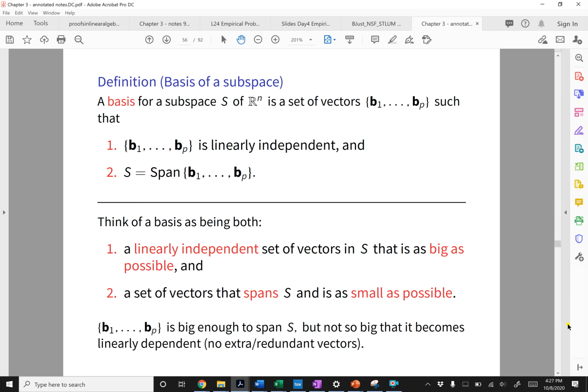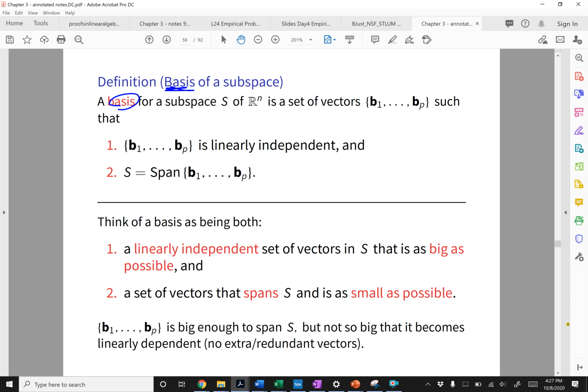So this is one of the most important things to understand about a subspace: we're going to be able to describe the subspace with a set of vectors, but we want the smallest set of vectors that we can get that still spans all of the subspace. And that smallest set of vectors that still spans is called a basis.